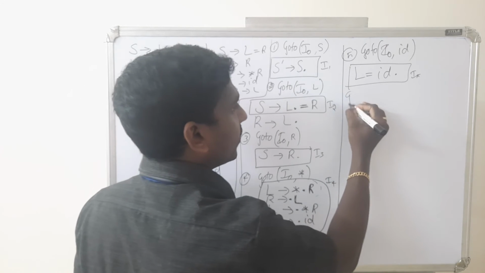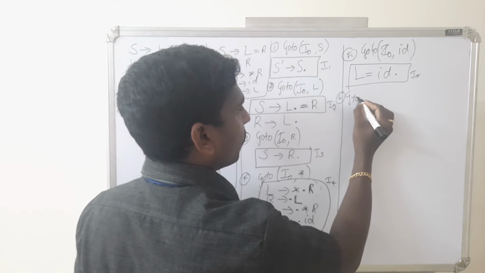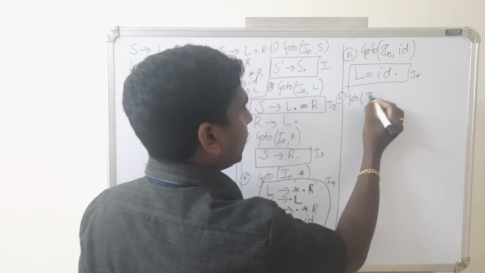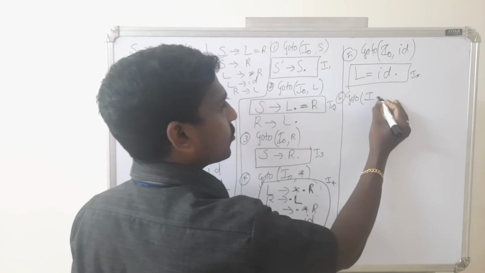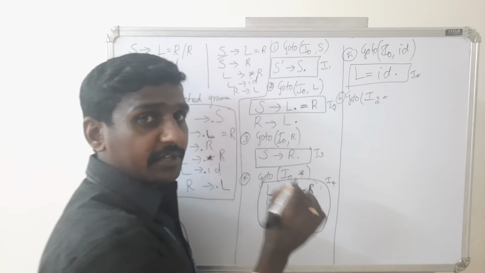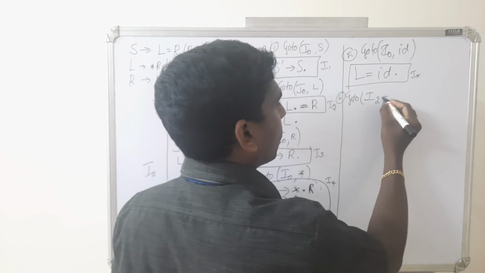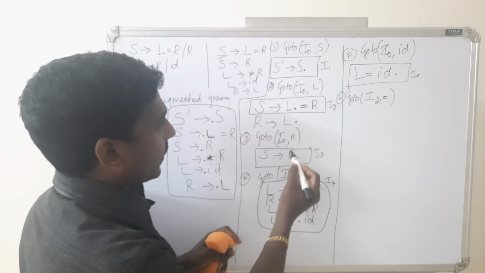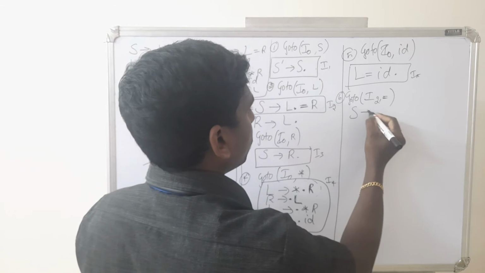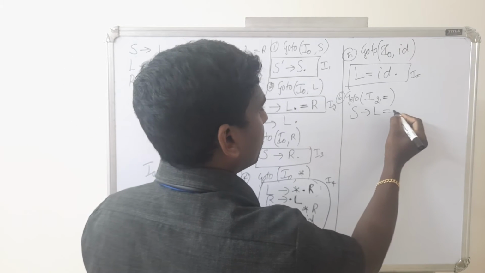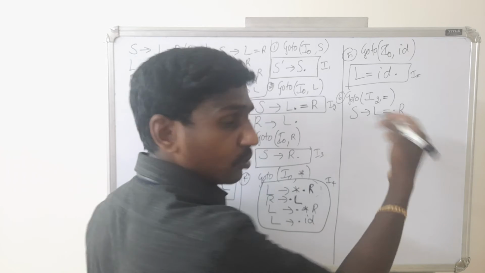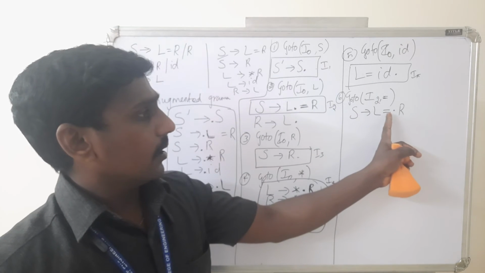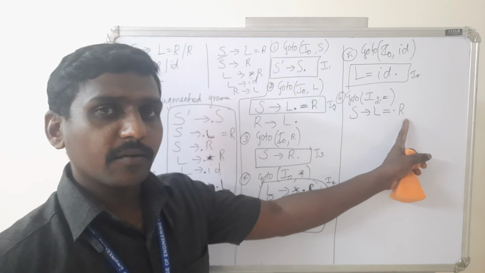So goto of I2 comma... the sixth one. I1 is not there. In I2, the dot is near equal to, a terminal. So goto of I2 comma equal to. We want to take this one: S tends to L equal to dot R. Since when I move equal to, the dot comes near one variable.